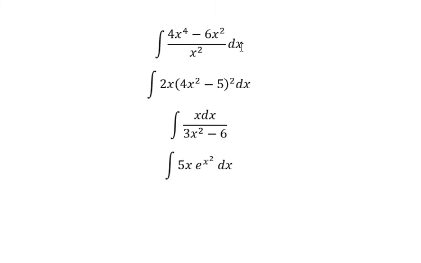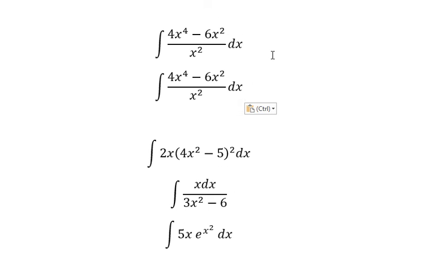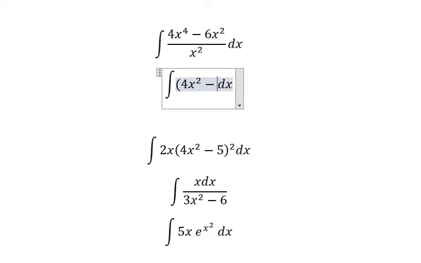Now let's do the next one. s squared divided by s squared, s to the power of 4 divided by s squared. You will get 4s squared minus 6. And now we get the final answer.